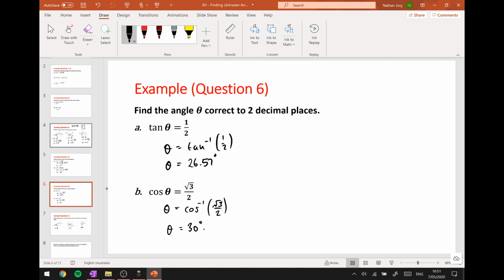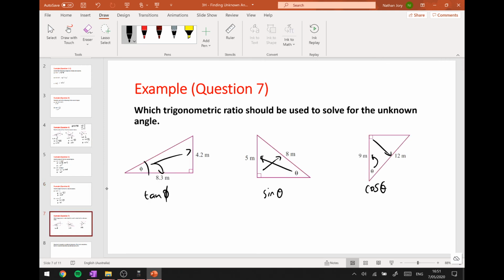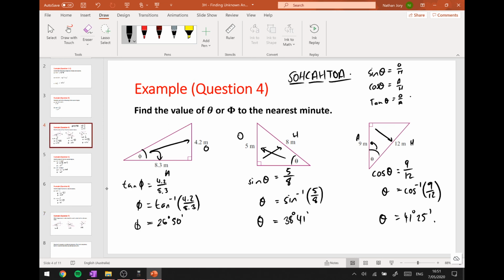30 degrees. Then we've got question 7, which is when to actually solve the triangles. So question 4, you just have to pick what you do. Question 7, you actually have to solve the triangles, like we did up here.